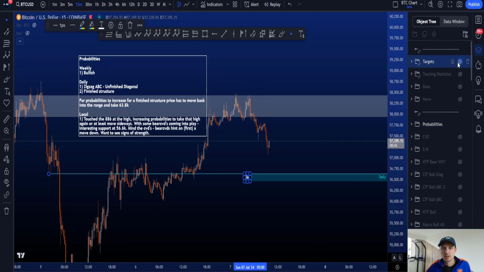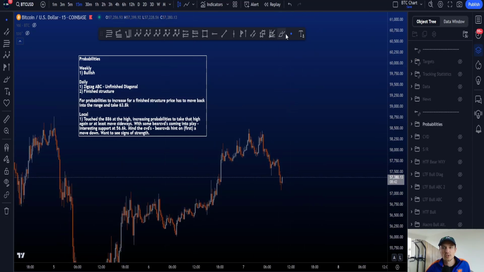So if we then finally look at the probabilities of the different scenarios, then on the weekly time frame the probabilities are higher for the bullish scenarios. On the daily time frame the probabilities at the moment are higher for the zigzag ABC with an unfinished diagonal compared to a finished structure, which either is a bit of an awkward impulse or we need to use the WXY sideways double combo, which then would be the higher probability out of the options. For the probabilities though to increase for a finished structure, price has to move back into the range. I showed you the support resistance areas, but preferably take at least 63.8k before making another low.